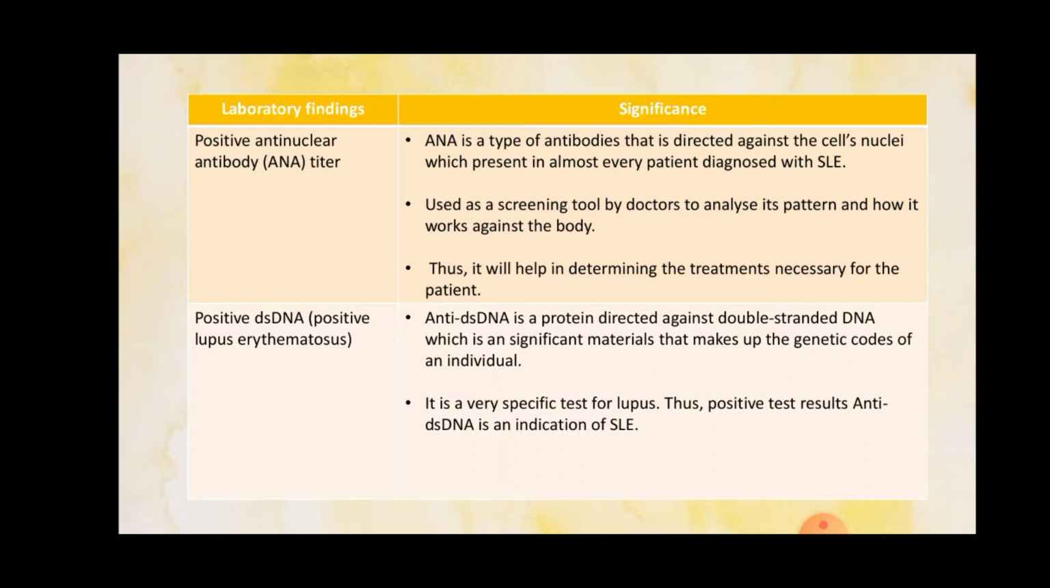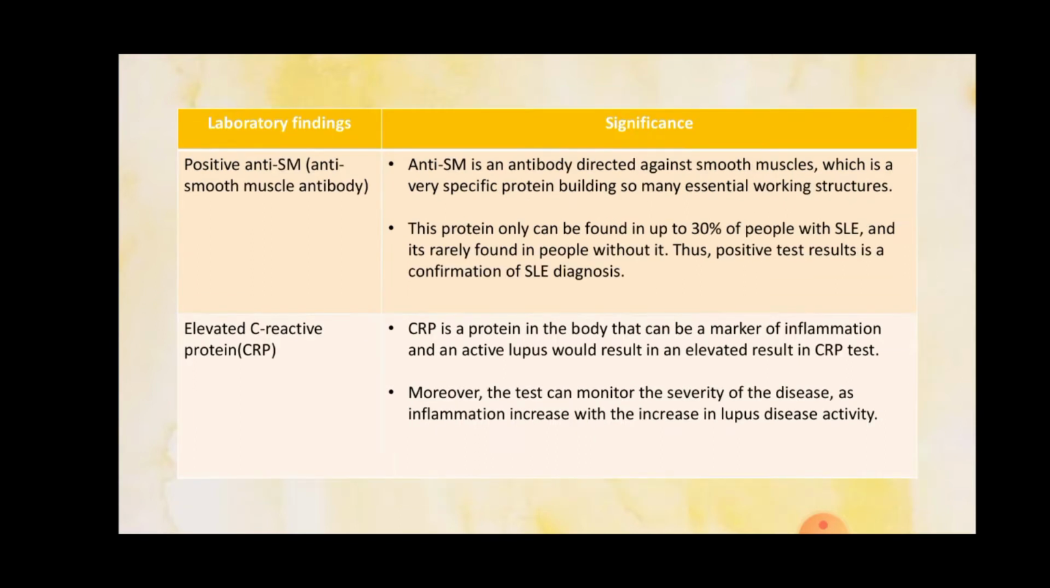The next one is positive anti-dsDNA, which is a protein directed against double-stranded DNA, and it's a very specific test for lupus. The next one is positive anti-SM, which is an antibody directed against the smooth muscle. This protein can only be found in up to 30% of people with SLE.